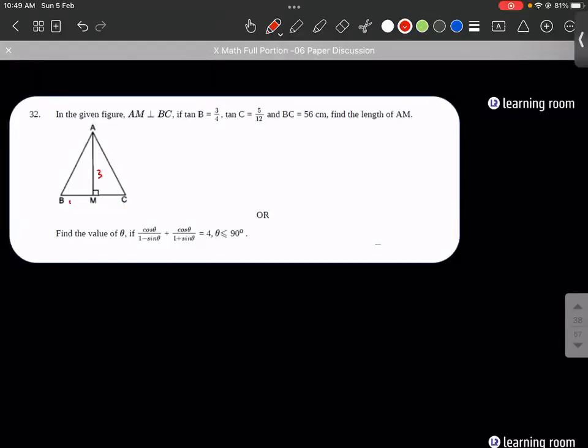So this will be 3, this is 4, right? Yes, sir. So you took this as B, tan B is equal to 3 by 4, tan C you took as 5 by 12 as per the question. BC is given as 56. Then find the length of AM. So how did you do? I flipped it as 4 by 3 and 12 by 5. That is BM by AM is 4 by 3 and CM by AM is 12 by 5.